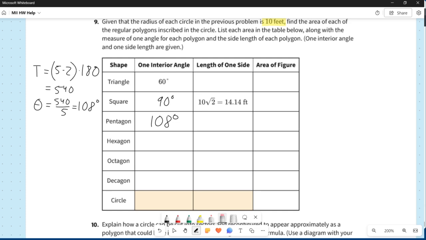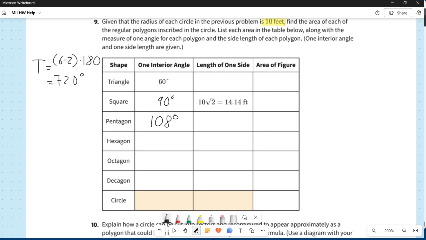I'll do that with the hexagon, and then with the octagon and decagon, we'll just give the answer. With a hexagon, the sum of all of my interior angles: a hexagon has 6 sides. If it has 6 sides, that means it can be formed from 4 triangles. It's always 2 less than the number of sides. Each triangle has 180, so my total is going to be 4 times 180, which is 720 degrees.